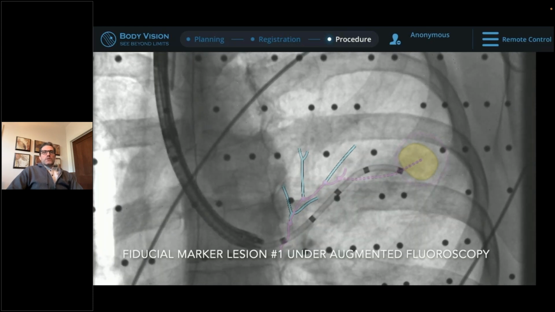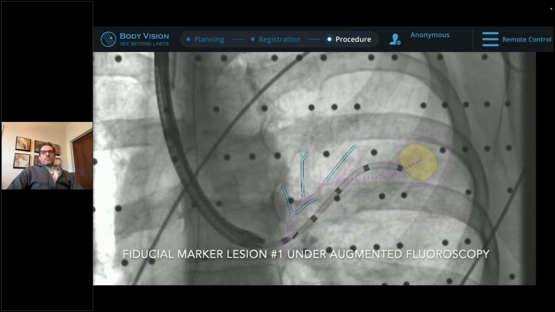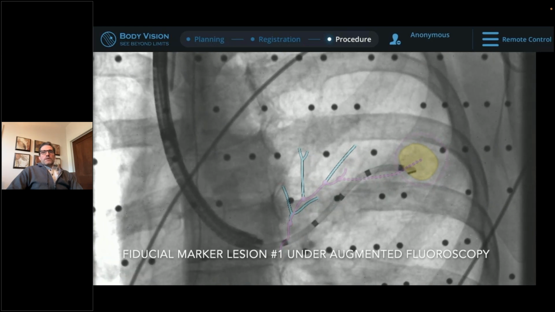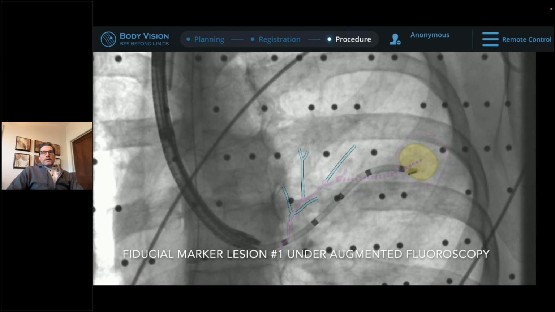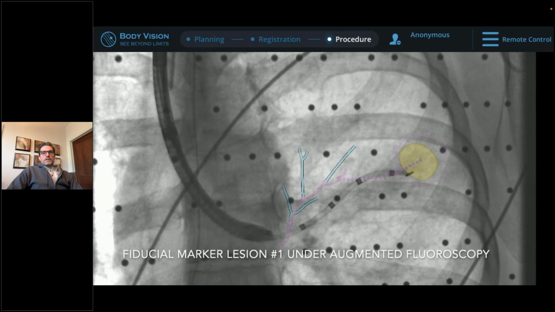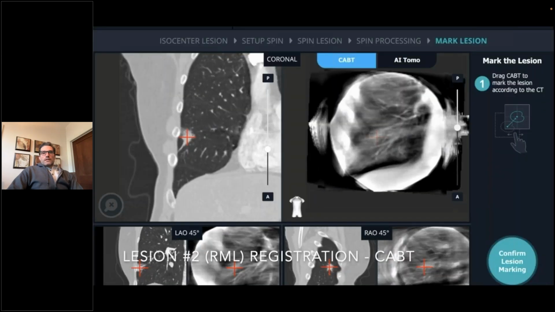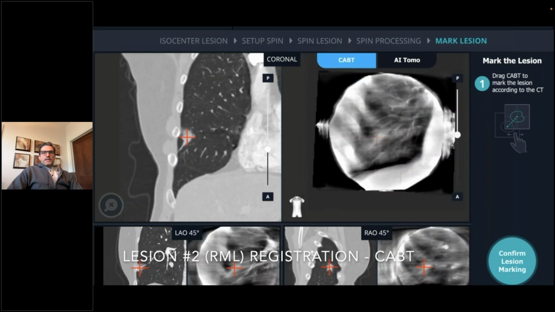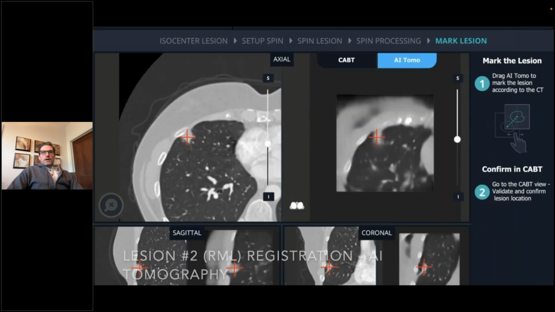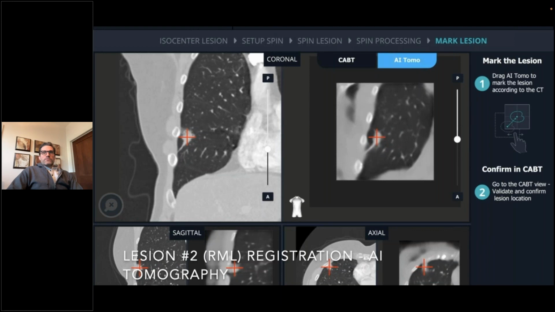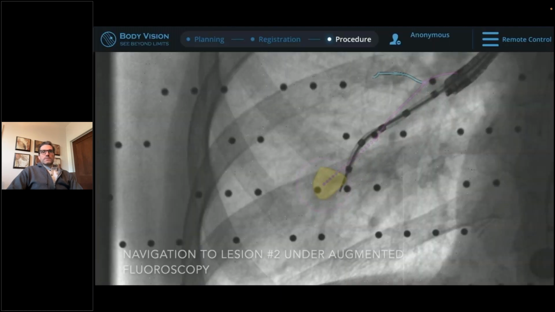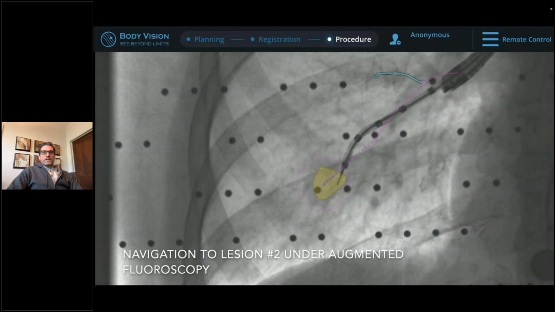biopsying of the nodule, showing us being within the nodule on the augmented fluoro, which is the yellow highlighted area, and me dropping a fiducial within the target lesion. And here's the second part of the case, finding the nodule on the imaging platform, confirming that it looks similar on the tomography.